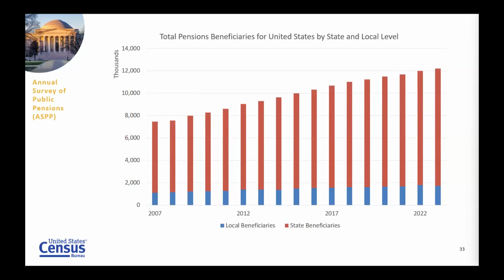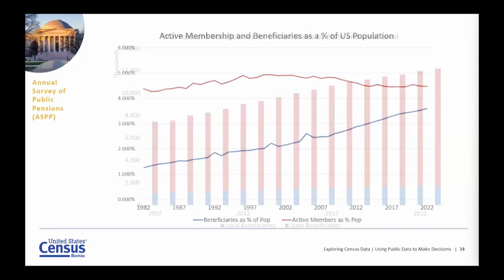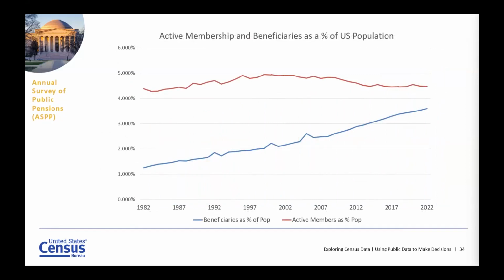And now we already know that population levels go up each year. So just to be thorough, let's use our population data one more time to look at these participants as a percent of population. Active membership is in red. And going back to 82 or sooner, the level stays generally between 4 and 5% of the US population.